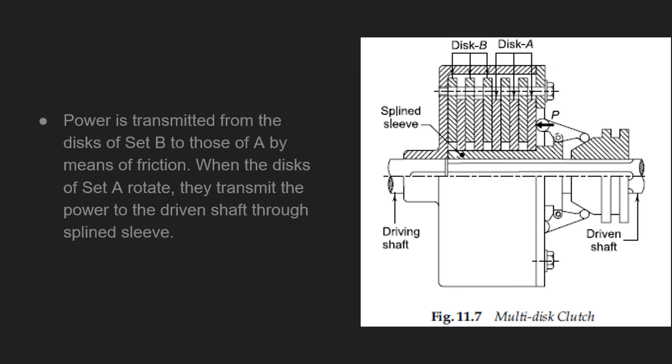Yeah, so as I was saying, power is transmitted from the discs of set B to those of set A by means of friction. Therefore, there is friction between the discs of set A, which is mounted on the driven shaft, and set B, which is fixed onto the drum, which rotates when the driving shaft turns. Through this friction between the various contacting surfaces, the power gets transmitted.